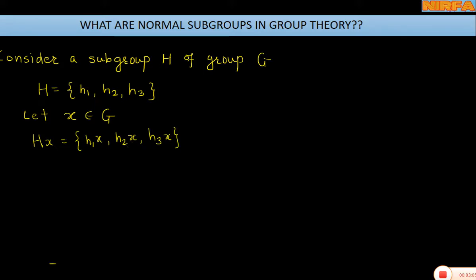Now also multiply this set H by the same element X from the left side of H. Therefore, we are getting XH, and the meaning of the multiplication is you multiply all the elements of H by X from the left side. So we can get XH1, XH2, and XH3.